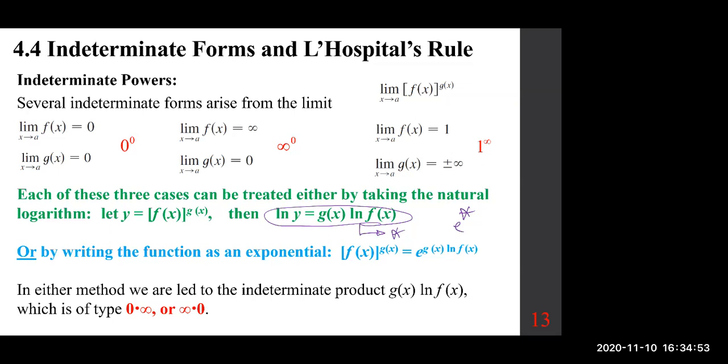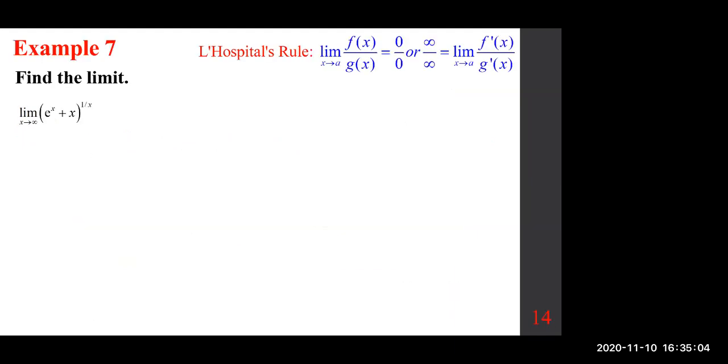So this is one way we can handle this. It is also possible to write it as an exponential, okay, with the base b. You can do that. I'll show you in one example quickly. Here's an example. The limit of e to the power of x plus x to the power of 1 over x as x approaches infinity. I hope you see that this is infinity because it's e to the power of infinity. This is infinity. The whole thing becomes infinity, and 1 over infinity is 0. So you're looking at infinity to the power of 0.